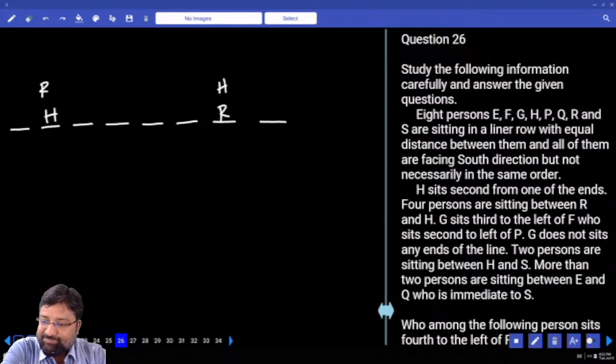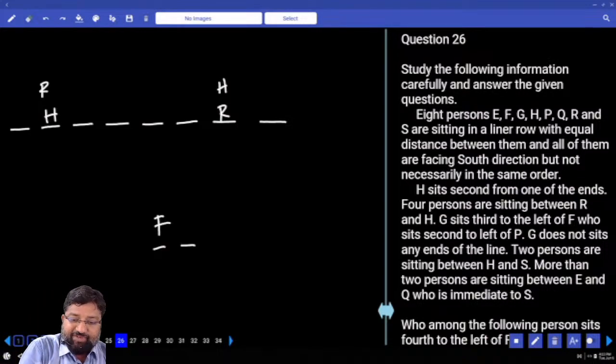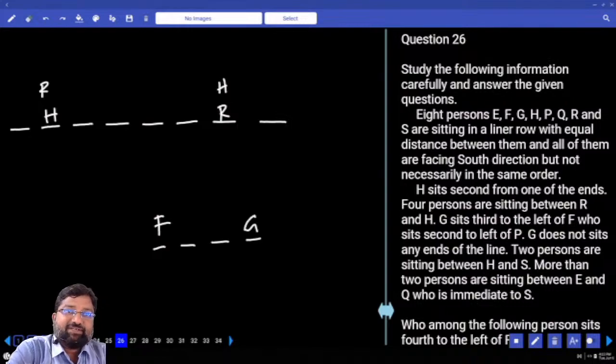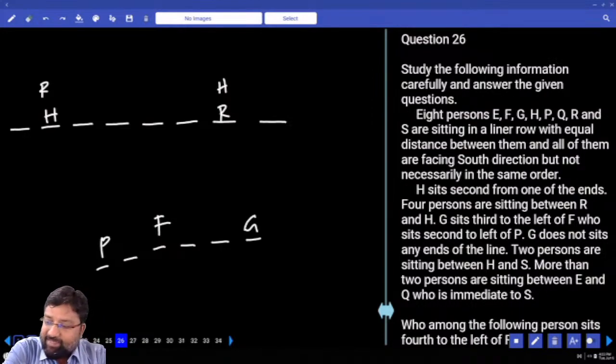Next line please. G sits third to the left of F. G sits third to the left of F ante I'll go towards my right. Next, F who is second to the left of P. F who is second to the left of P, I'll go towards my right. Next, what did he say? G does not sit at any extreme ends of the lines.